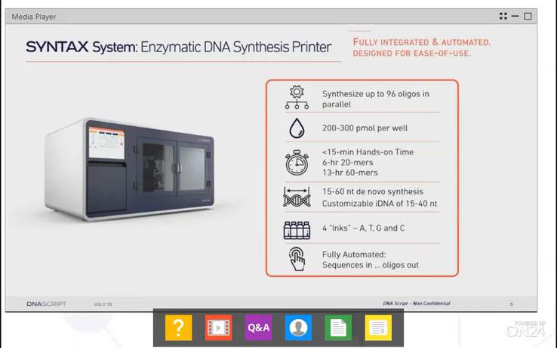We're able to synthesize up to 96 oligos in parallel with 200 to 300 picomole per well. It requires less than 15 minutes of hands-on time. You can get 20-mers in 6 hours or 60-mers in 13 hours. The Syntax supports 15 to 60 nucleotide de novo synthesis, and you can have customizable iDNA of 15 to 40 nucleotides. We use 4 inks of A, T, G, and C, and this is a fully automated system where you simply put your sequences in and get oligos out.